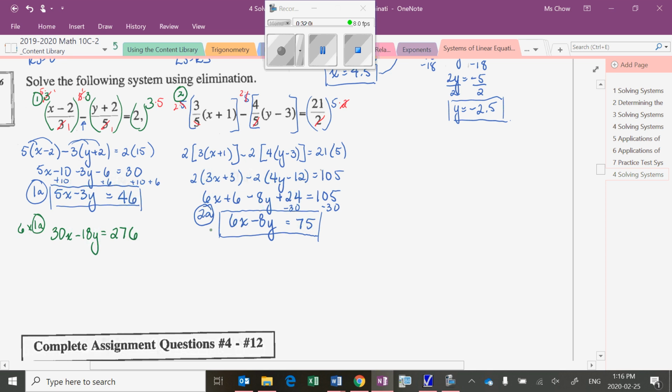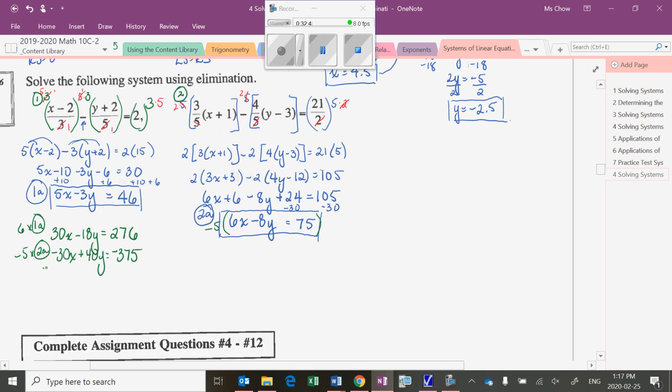And again, if it helps you to write it outside so that you can see that a little bit better, you're welcome to do so. So if I have -5 times 2a, I'm going to actually write it underneath the 30x minus 18y, and that way I can have that already lined up and ready to go. So if I multiply that by -5, I've got -30x, and then plus 40y is equal to 5 times 75, so that's negative 375.